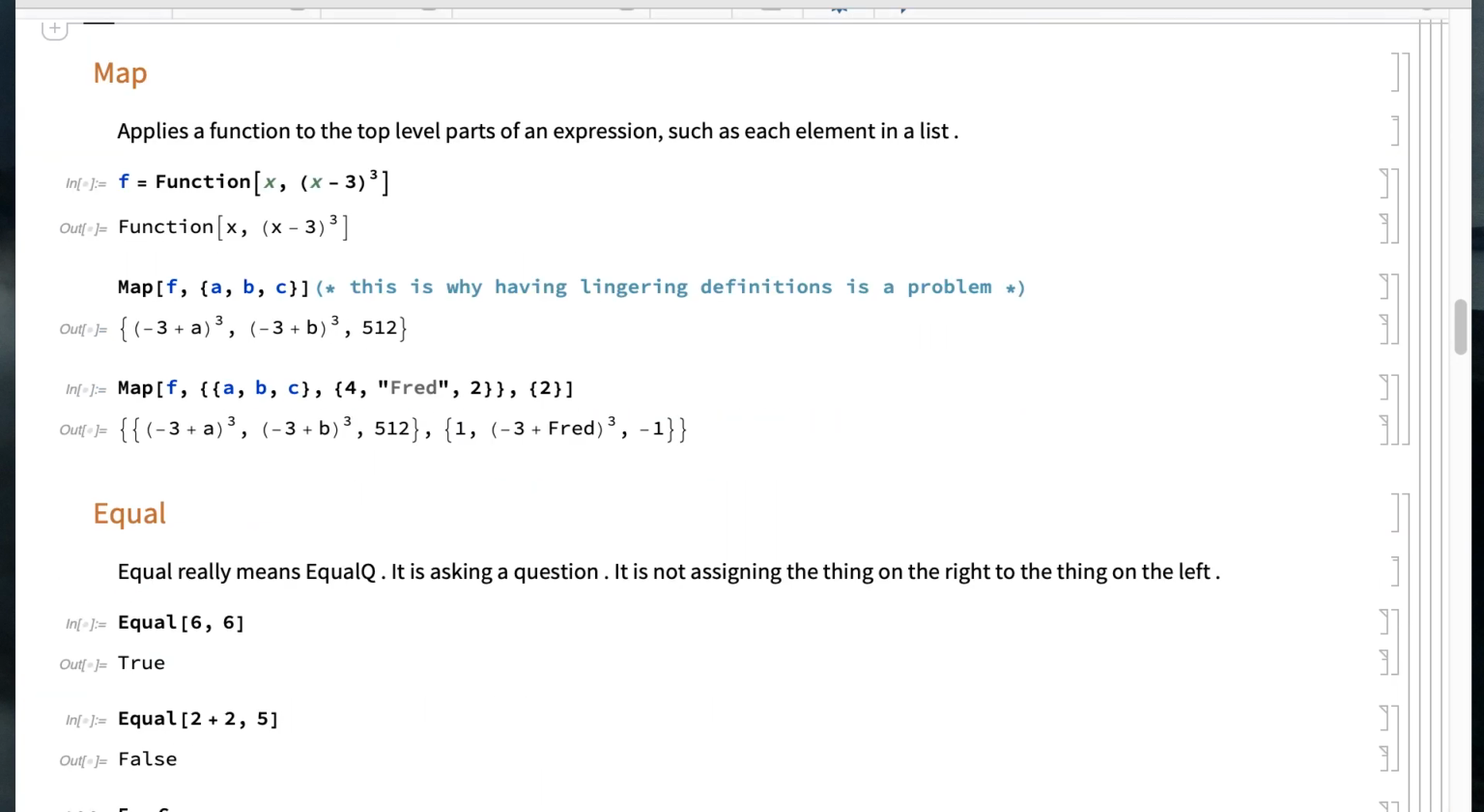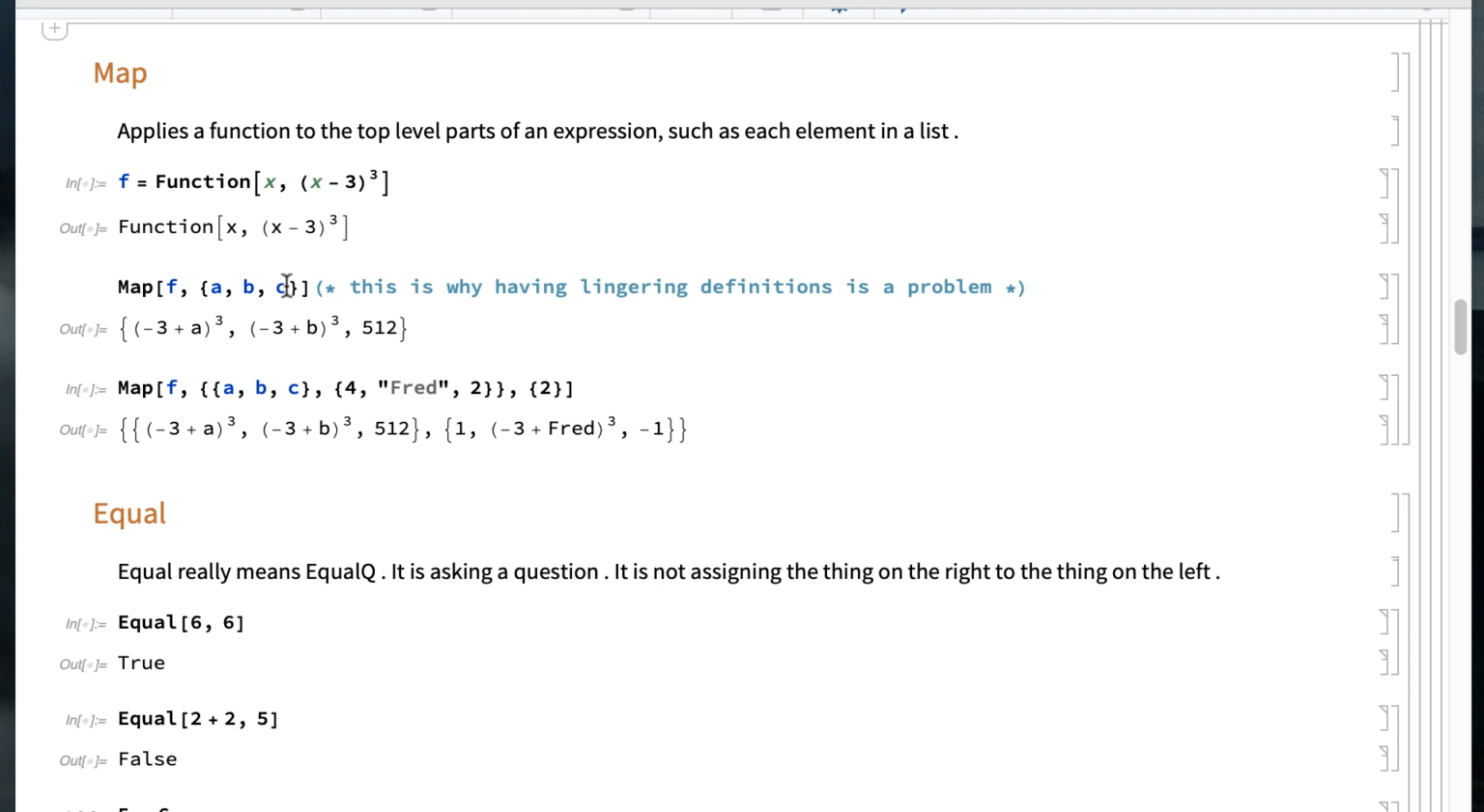All right, Map. Mathematica, or Wolfram Language, is what we call a functional language, meaning that functions are first-class things. They're just like anything else, and therefore you can make a function an argument to another function. So let's watch us do that. All right, let's create a function f. What f does is it takes a number x, it subtracts 3 from that, and it cubes it.